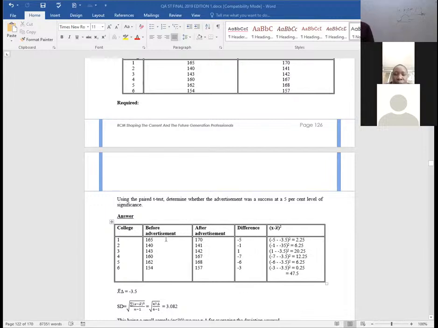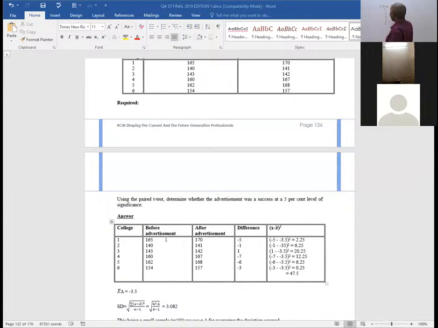Create this table. Let's write down the table as it was provided in the exam. So we have college here. Paired t-test, I love paired t-test. So 1, 2, 3, 4, 5, 6, right?